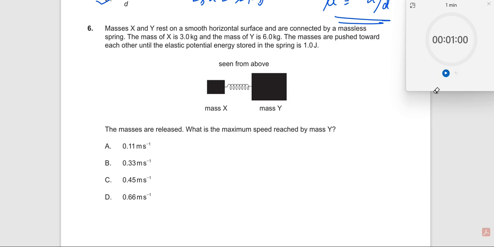Okay, let us solve this problem. Question number 6. This problem is a bigger one, so it might take some more time rather than 1 minute. Let me start the timer anyway. Right. Okay, masses x and y.